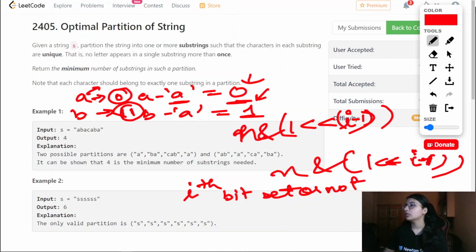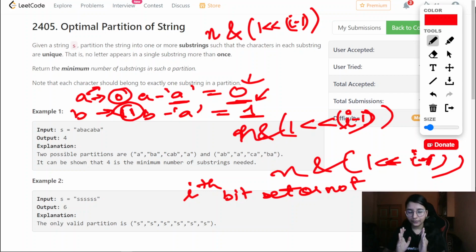Okay. So the thing I was saying was that if we want to check for any particular bit, how do we do it? In element 10, we want to check if the ith bit is set or not. So for that, we left shift 1 by I minus 1, and then do an AND. If we get some answer, that simply means that bit is set.